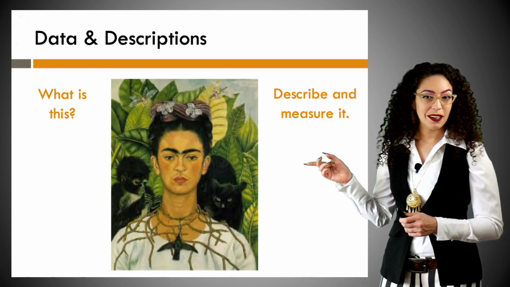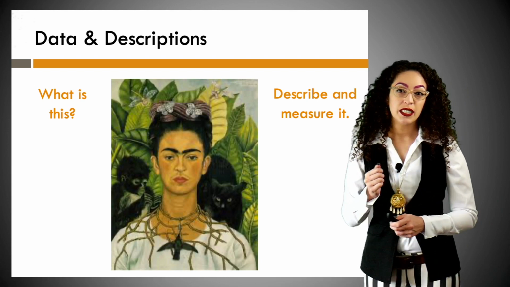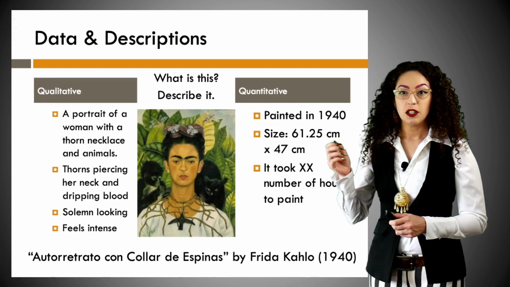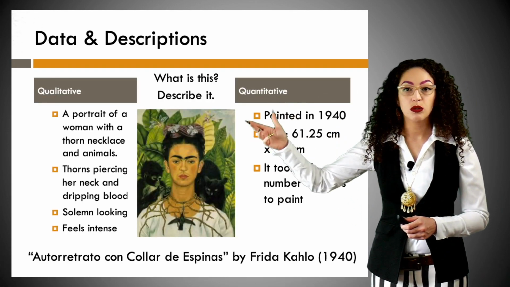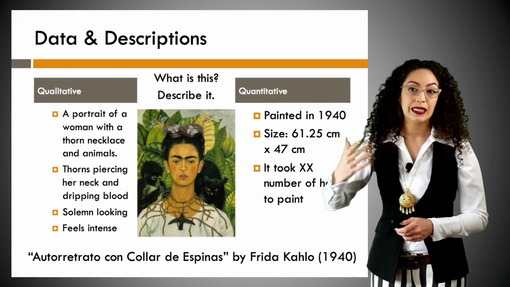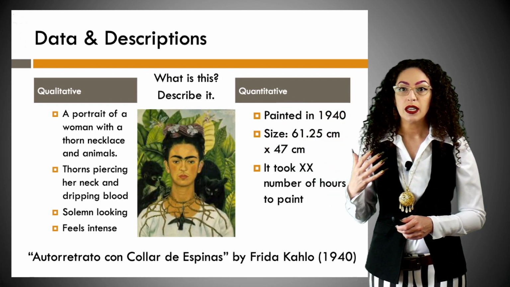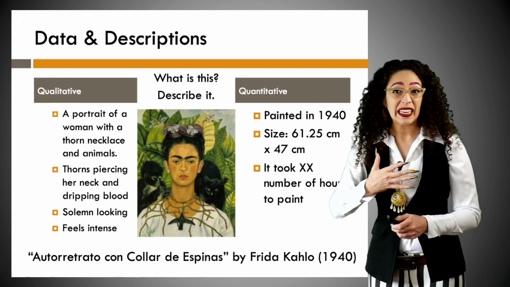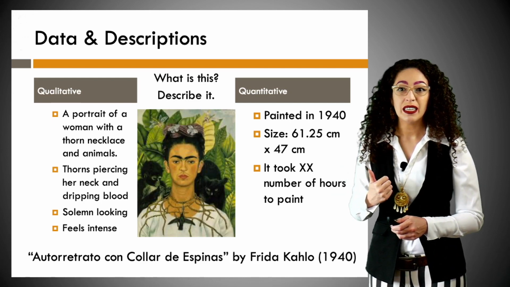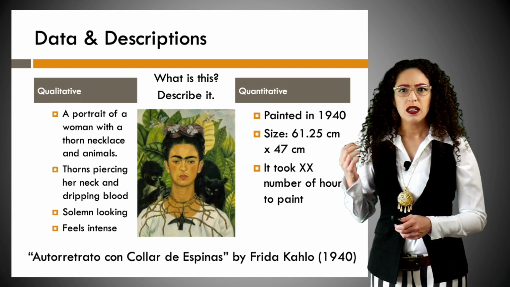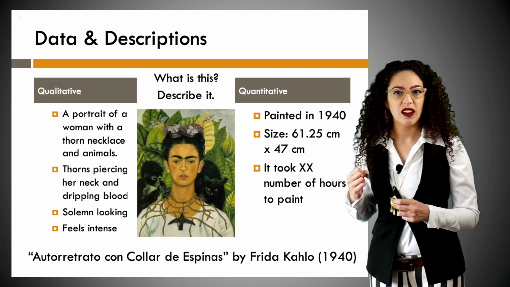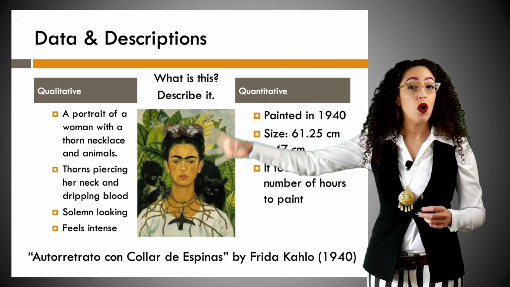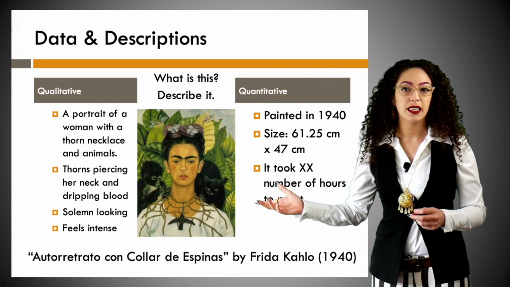All right, did you come up with anything? So you could say a few things about this. You could describe it as a portrait with a woman with a thorn necklace and some animals around her. The thorns are piercing her neck and it's dripping a little bit of blood. She looks very solemn and it feels kind of intense, right? These are all great qualitative descriptors of this painting.